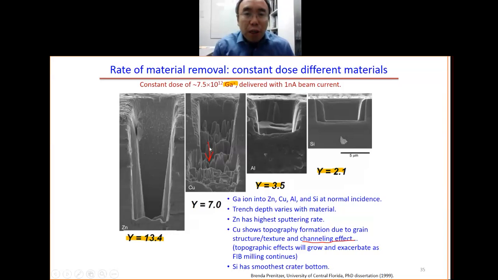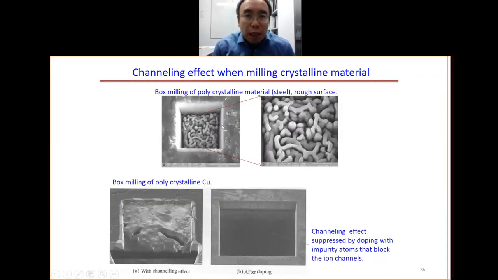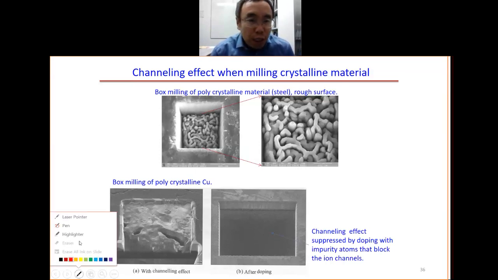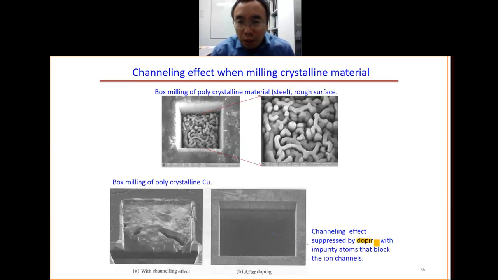This is a polycrystal material. We have milled steel, and you have a similar effect. It's very rough. Again, in those areas you have the ion channeling effect, so the milling rate is smaller. So how to get a smooth milling? One way is by doing a doping process. You can dope it. The dopant will block the ion channels. As a result, you don't have the channeling effect, and you get a smooth bottom.